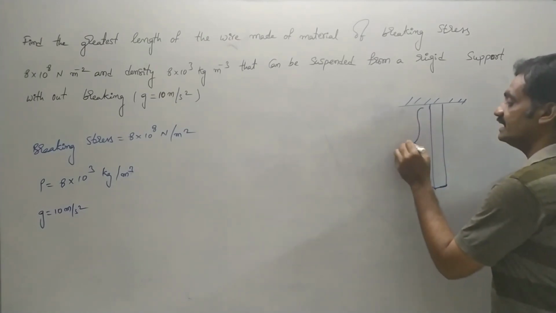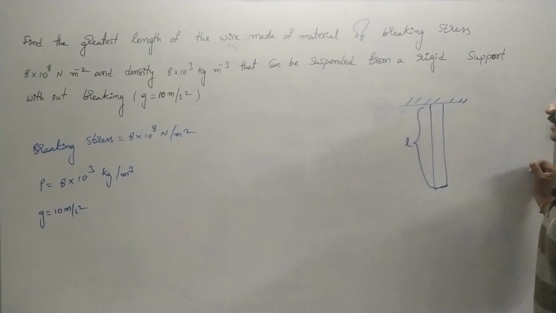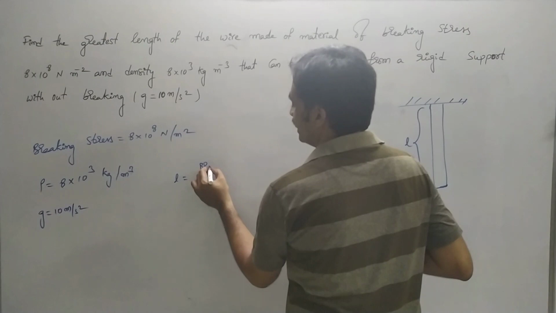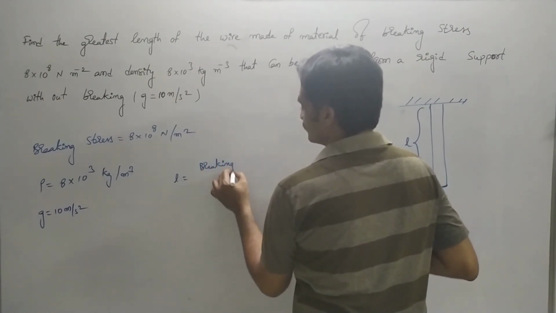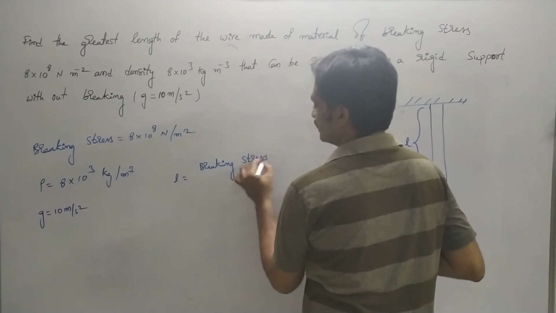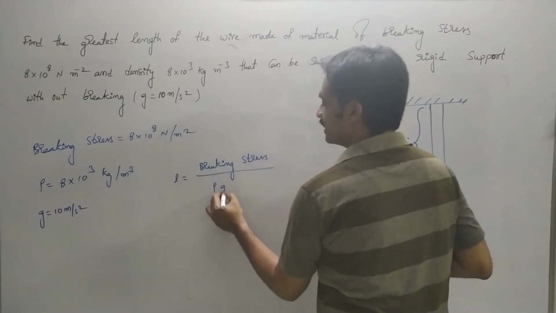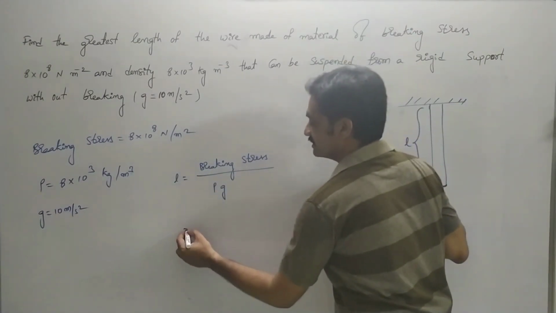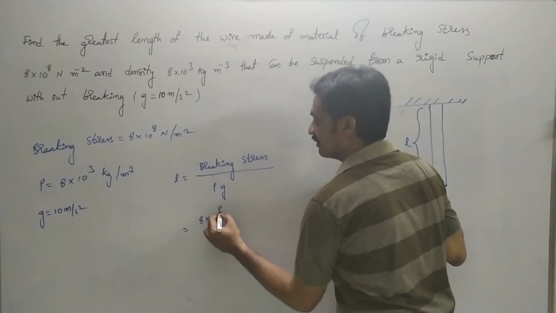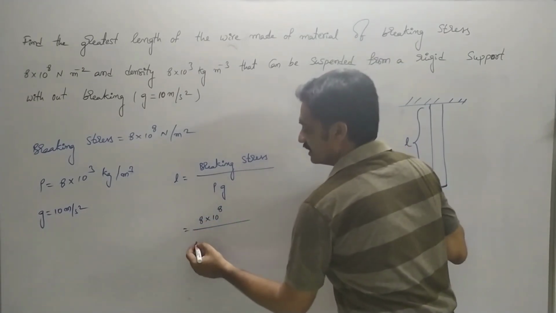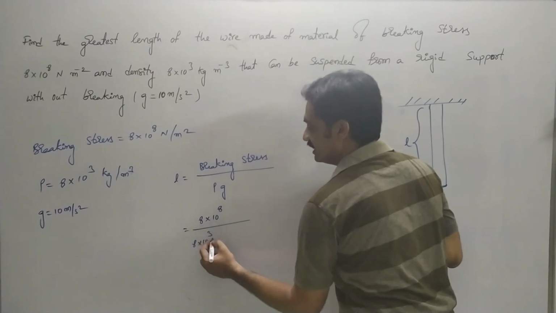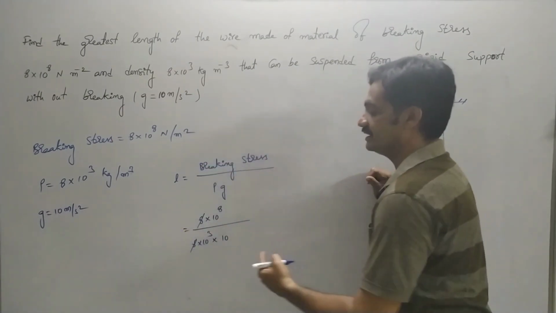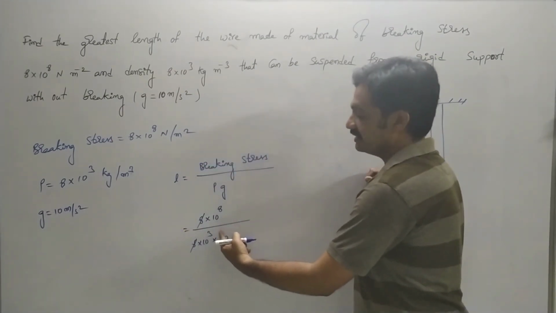We have to represent the length of this wire, whereas we know that length of the wire is equal to breaking stress by density into gravity. Already we have all the values. Let's substitute this. Breaking stress is equal to 8 into 10 to the power of 8 by density of the wire is 8 into 10 to the power of 3 into g is 10. Here also that 8 gets cancelled. 10 to the power of 3 into 10 is nothing but 10 to the power of 4.